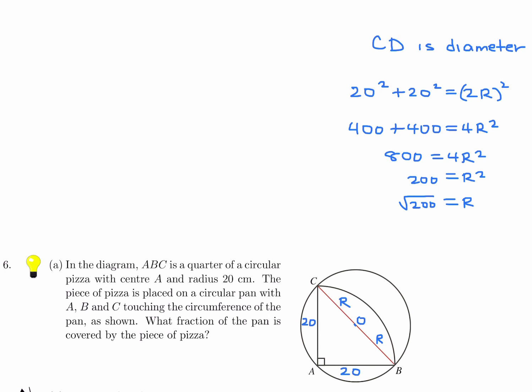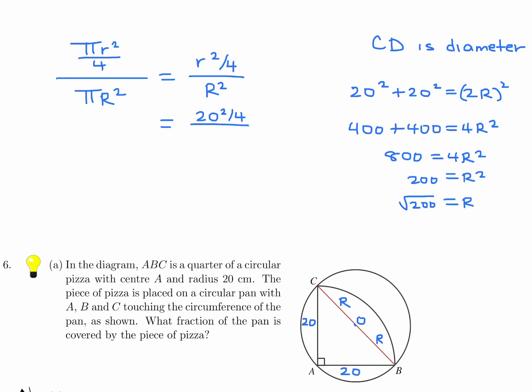The percentage of the pan that's covered by that quarter circular pizza. So in math, basically it means the quarter of the pizza is pi r squared divided by 4, and then how much of that is covering the large pan, and the pan is one full circle, so pi large R squared. This fraction is basically what they want us to figure out. Well, the pi's cancel from top and bottom, so all you're left with is r squared over 4 over big R squared. The small r is 20, so that's 20 squared over 4, and the large R squared is this guy right here. We just figured that out, 200.